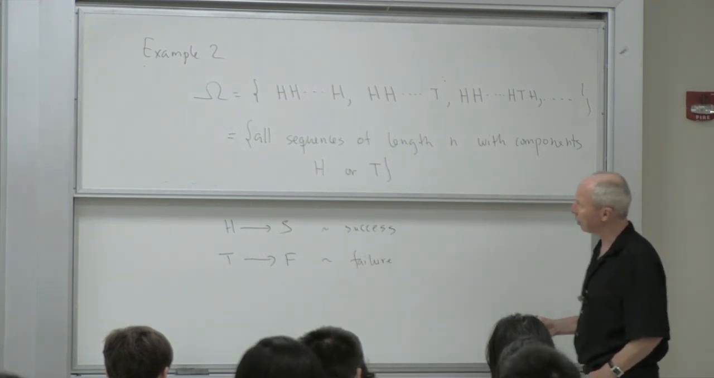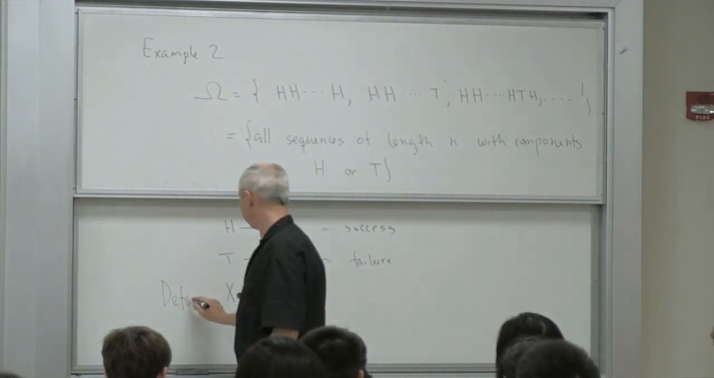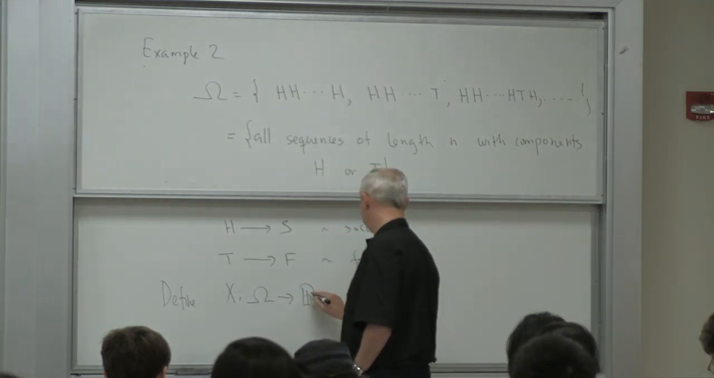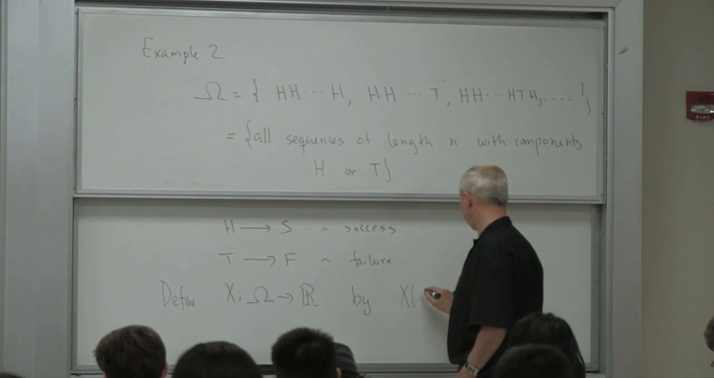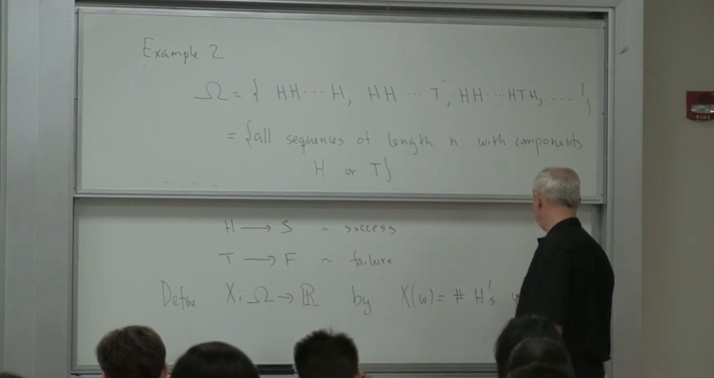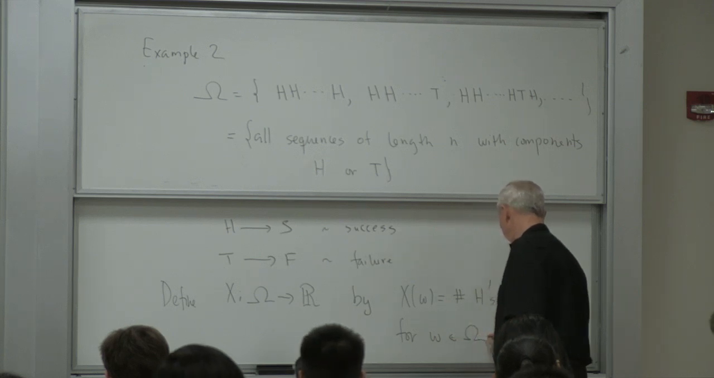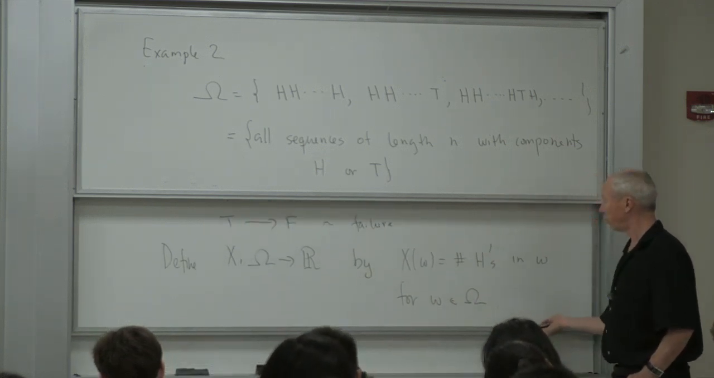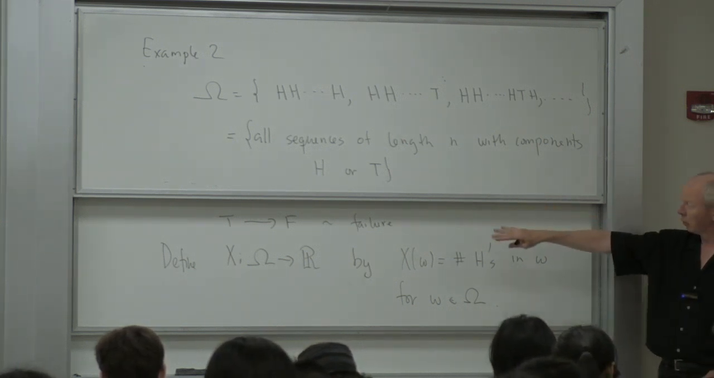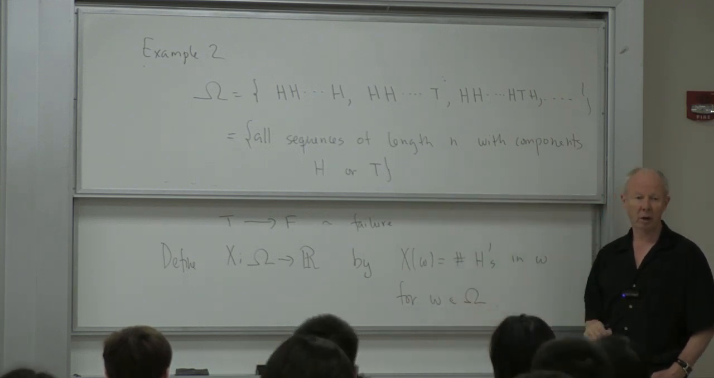So a random variable here might be the number of h's that occur in the sequence, the number of heads. Or if you replace h by s and t by f, this would be the number of successes in n trials.